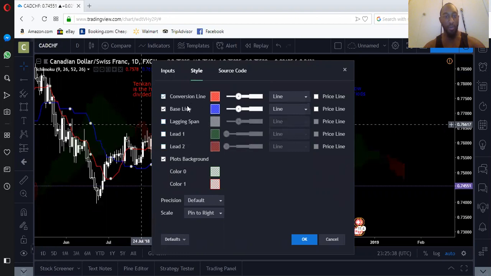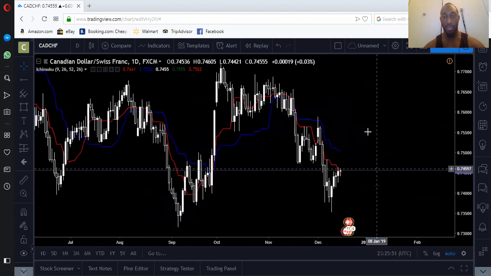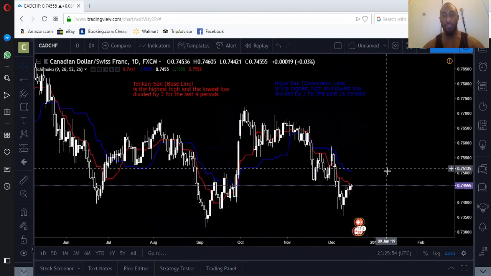They got this backwards on Trading View. This is supposed to be the opposite, but whatever. Let's see. What else do I need to take off? Nope, this. Bam. All right, so we're looking clean right there.